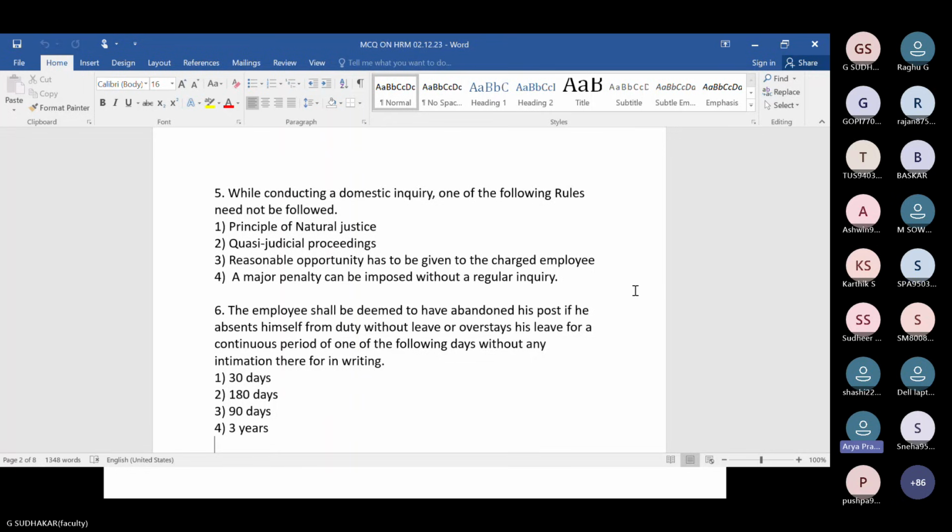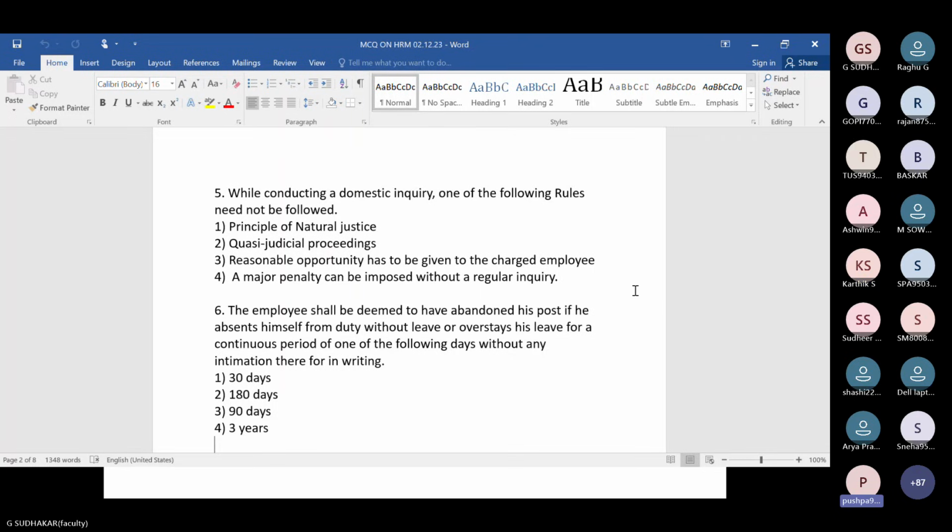Fourth. Answer 4. Read the question first. While conducting a domestic inquiry, which one of the following rules need not be followed? We just need to know which need not be followed.